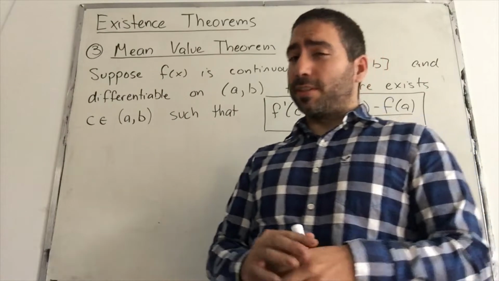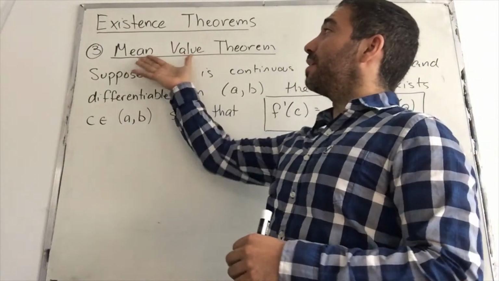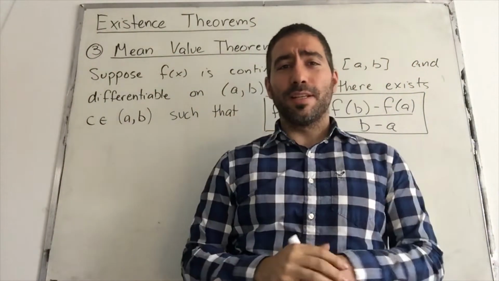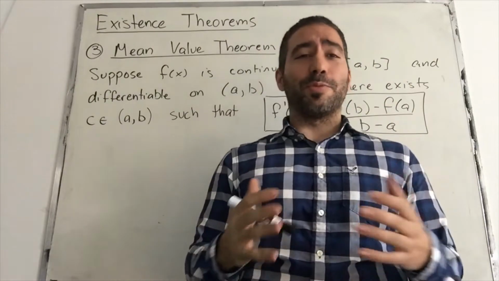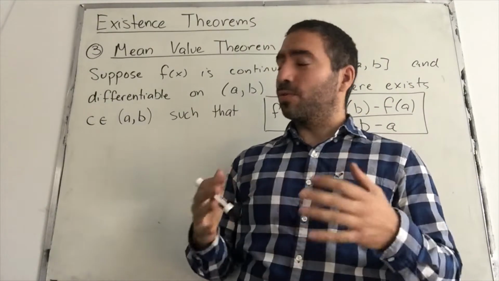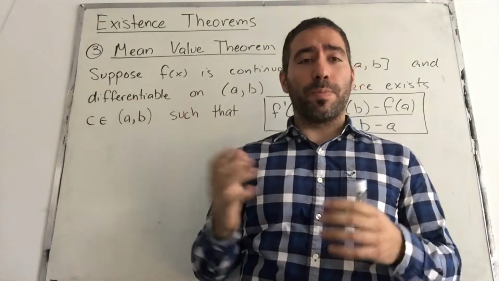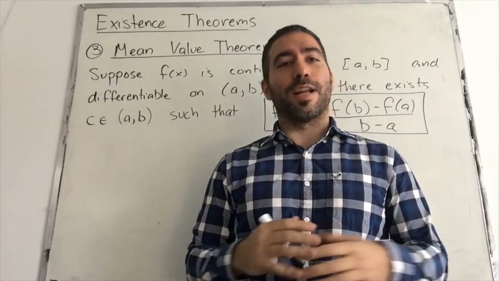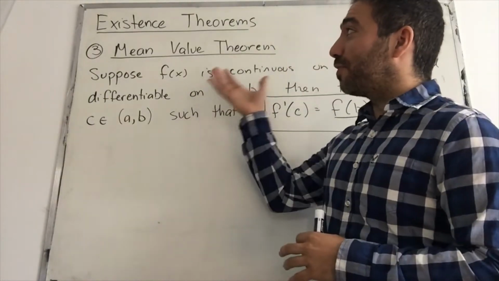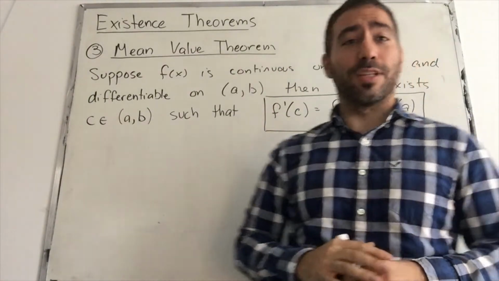So the last but certainly not least theorem that we're going to look at is the mean value theorem. In my opinion, the mean value theorem is one of the most underrated theorems that we have. This one is super strong. It's extremely important. It single-handedly opened up its own branch of mathematics called dynamical systems, and it's all based off this theorem, the mean value theorem. So let's take a look.